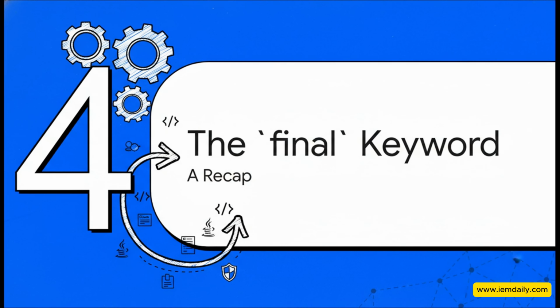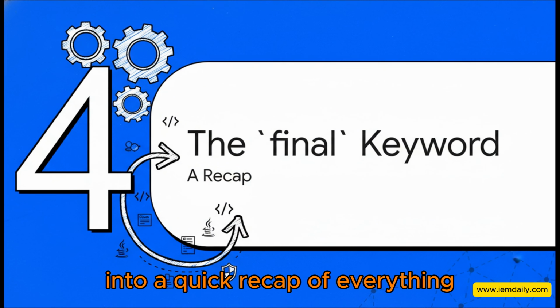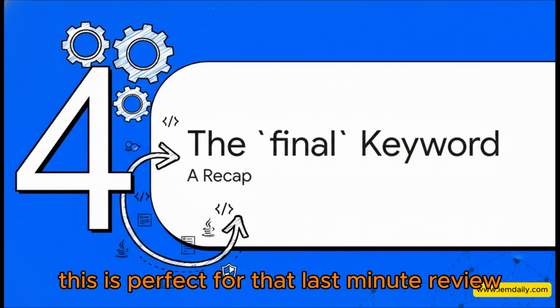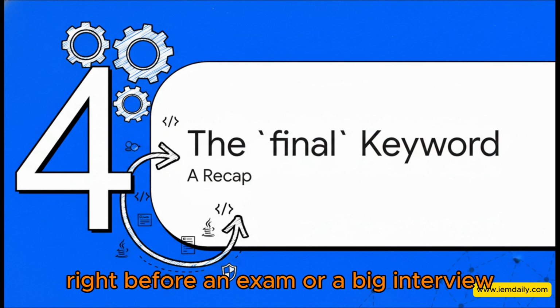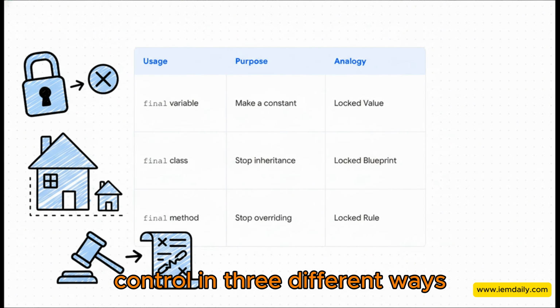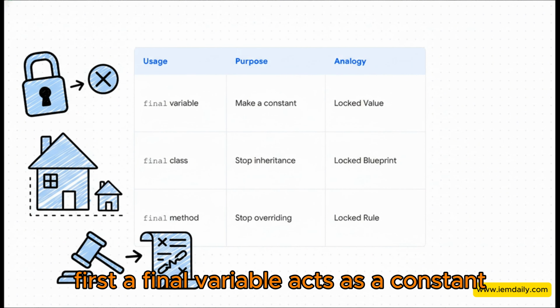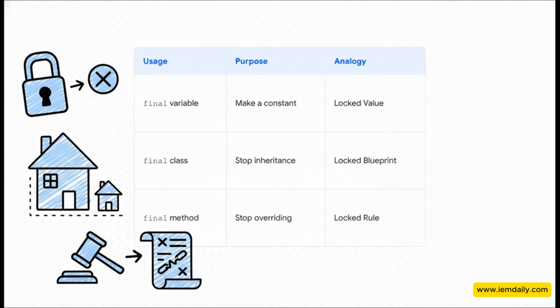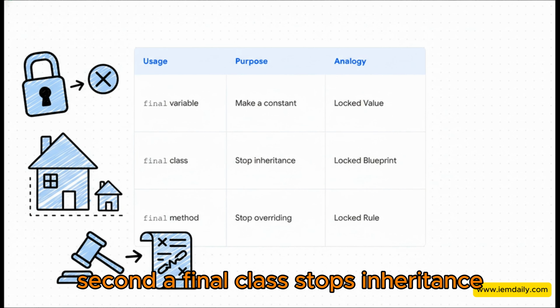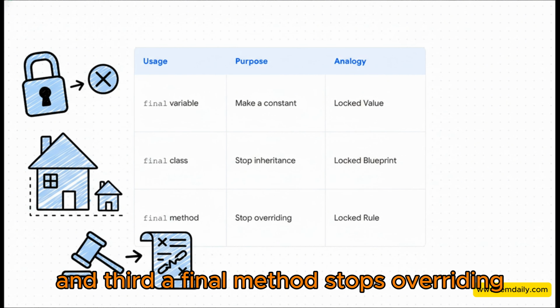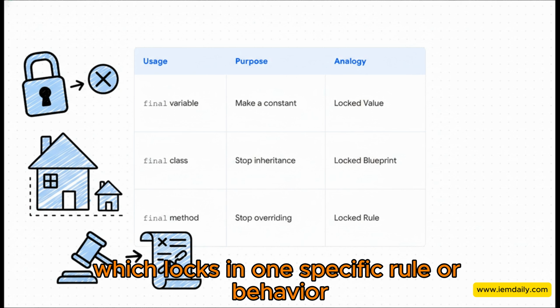All right, let's bring it all home and do a quick recap of everything we've just learned. This is perfect for that last-minute review right before an exam or a big interview. So the final keyword gives us control in 3 different ways. First, a final variable acts as a constant, basically locking in a single value. Second, a final class stops inheritance, locking down the entire blueprint. And third, a final method stops overriding, which locks in one specific rule or behavior.